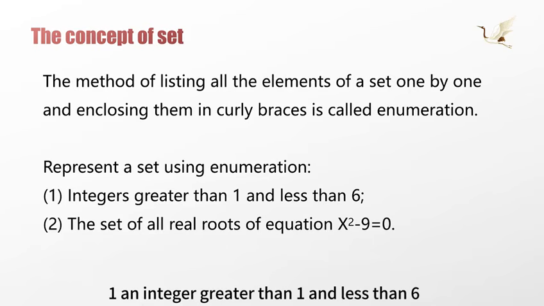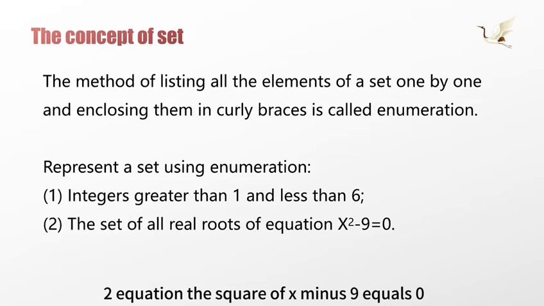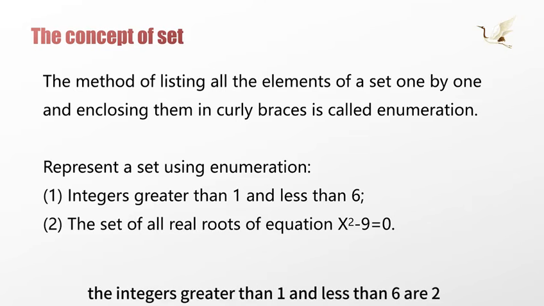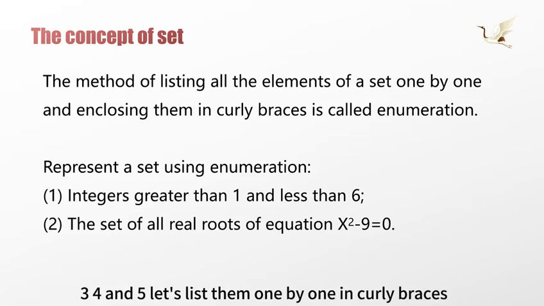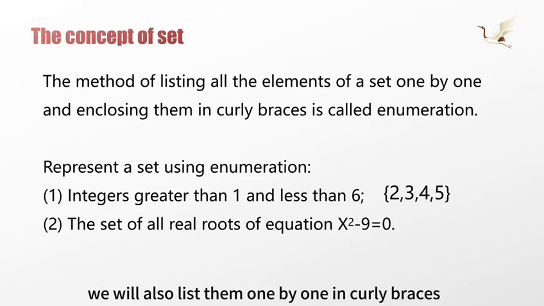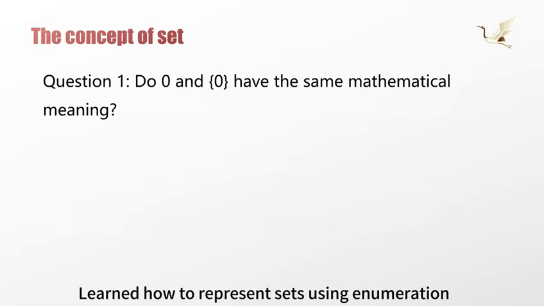1. The integers greater than 1 and less than 6. 2. The set of all real roots of the equation x squared minus 9 equals 0. Let's first take a look at 1. The integers greater than 1 and less than 6 are 2, 3, 4, and 5. Let's list them one by one in curly braces. All real roots of the equation x squared minus 9 equals 0 are 3 and negative 3. We will also list them one by one in curly braces. Did you write it correctly? You have learned how to represent sets using enumeration.